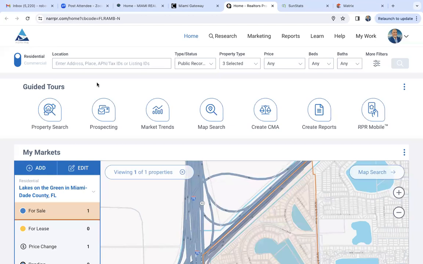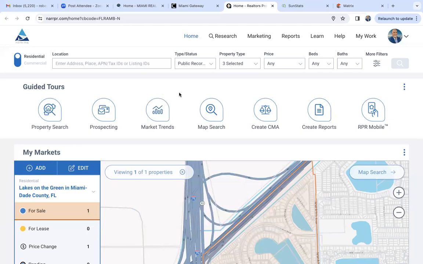Now, just like SunStats, RPR is also available statewide, but we're going to take it a step further. RPR is available nationwide. So you can go and study any city or state in all of the US using RPR. Okay, so we're going to do two things. We're going to look at the market trends, and then we're also going to go into the commercial consumer data.